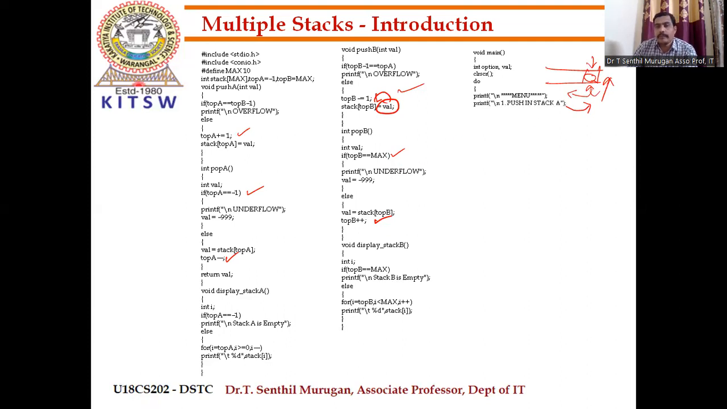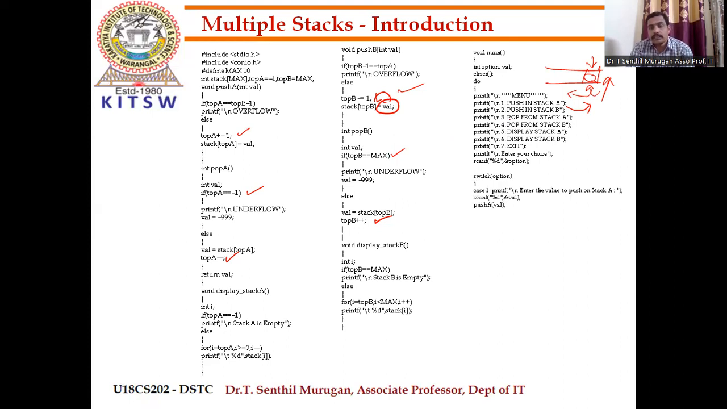We will give the menu 1 2 3 4. Here two stacks we are using, so push for 2 numbers, pop for 2 numbers, display for 2 numbers. Finally, you get the choice, accordingly you can call the function. If choice is 1, you directly give the value, and with the value you can call the push function. If it is stack B, then the same, push B with the value.